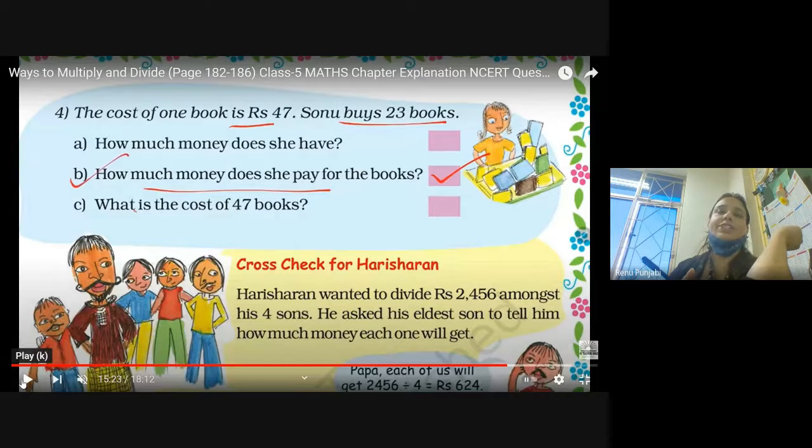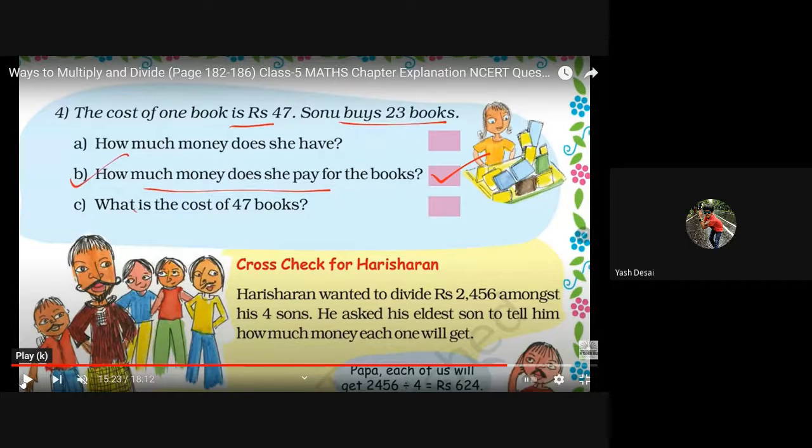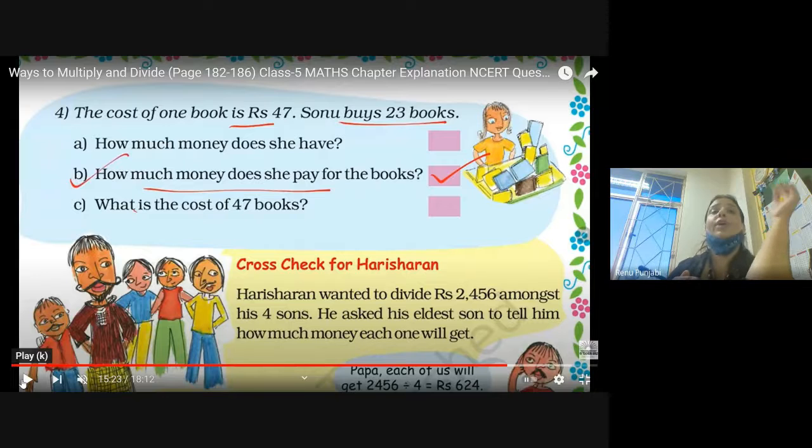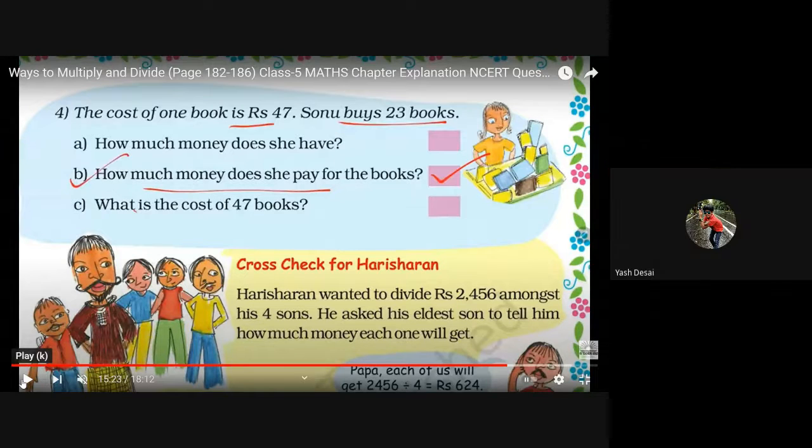Got it? Yes, ma'am. If it is the cost, what is the cost of 23 books, then we can say C is also correct. But it is 47 books. And 47 is not the books. 47 is the price of one book. So B is the correct answer. How much money does he have to pay for the books? Okay, ma'am.